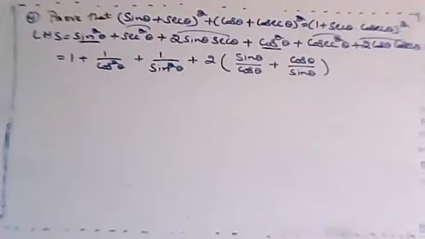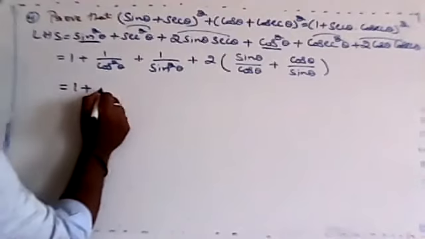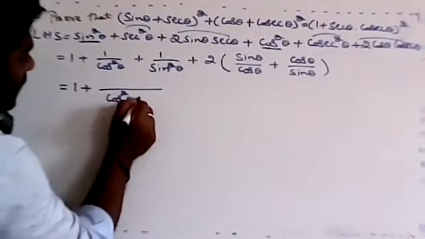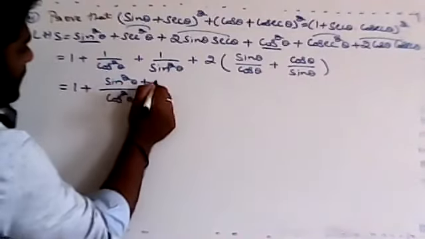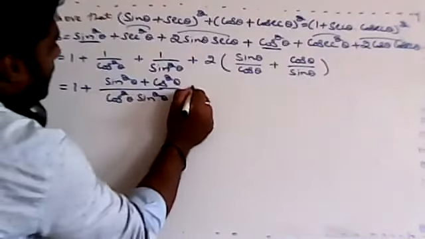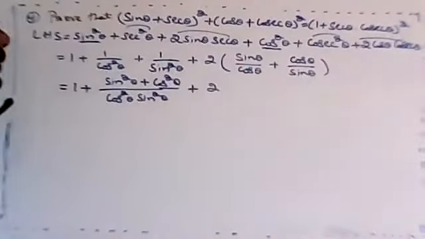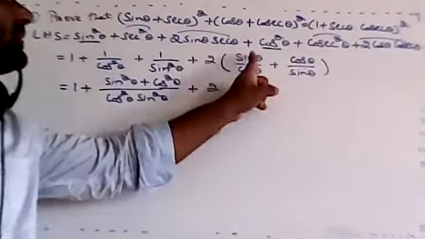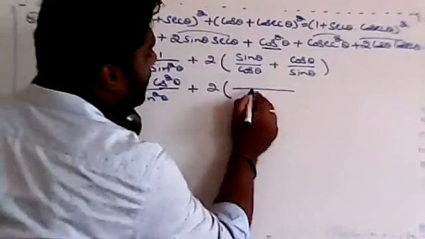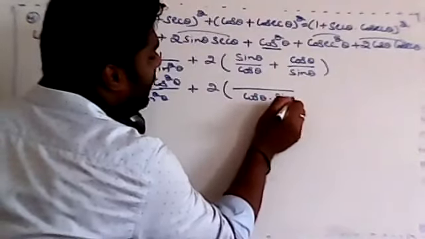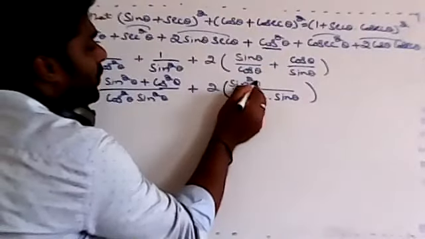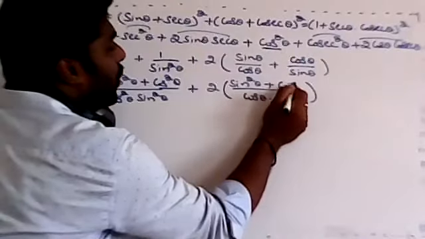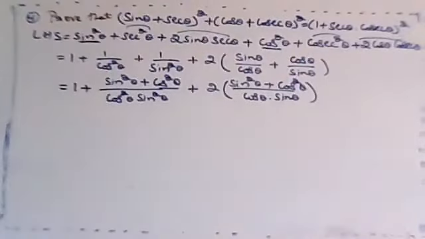Now take the LCM. 1 plus, the LCM is cos square theta into sine square theta. Sine square comes here: sine square theta plus cos square theta plus, this one, what do we get here? What do you want the answer? 1 plus secant theta into cosec theta. So just take the LCM for this one. The LCM is cos theta into sine theta. So sine you have to multiply here. So sine into sine is sine square theta plus cos into cos is cos square theta. So that is 1, no? So what is remaining now?